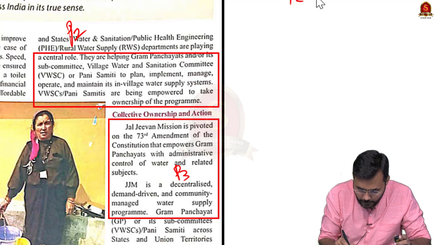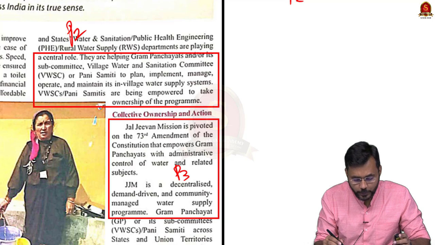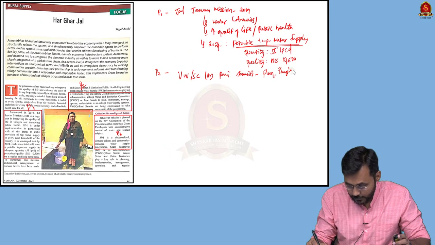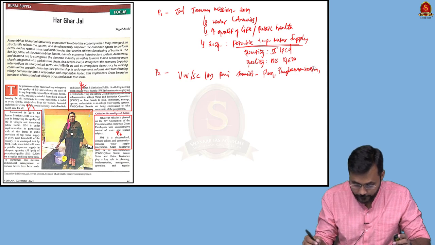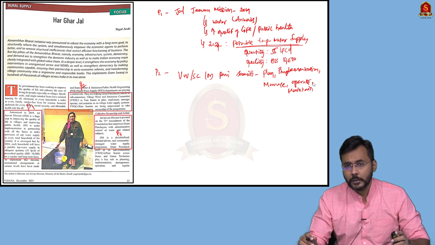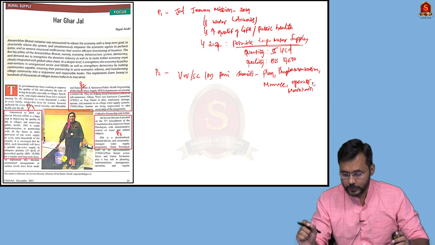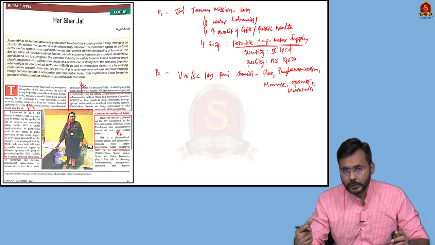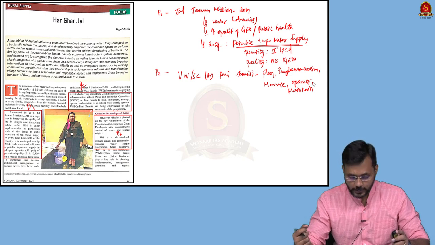Next thing is paragraph 2 regarding this particular mission. So Gram Panchayat, and especially this village water and sanitation committee, or Pani Samiti. So Pani Samiti, they are responsible for planning, implementation, to manage, operate and maintain. So you can see the holistic aspect of drinking water management is in the hands of Gram Panchayat, especially this Pani Samiti or Village Water and Sanitation Committee. So here we can see that there is a greater empowerment of people. So they're taking the leadership role for drinking water in rural areas. That's given in paragraph 2.